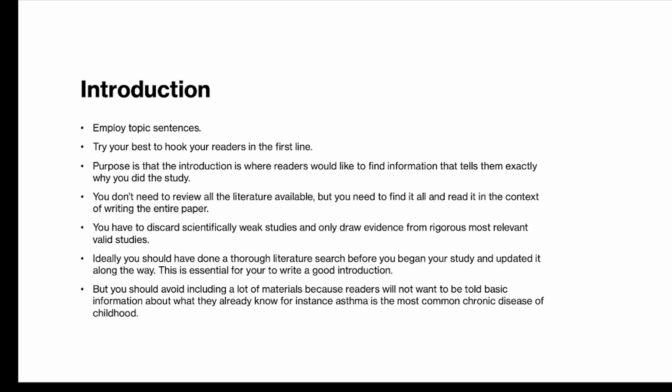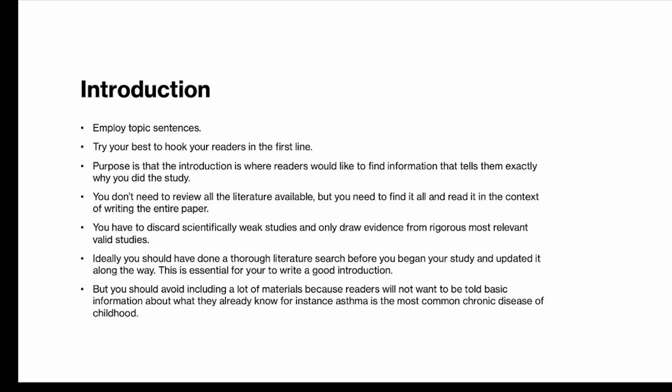The purpose is that the introduction is where the readers would like to find information and tells them exactly what you did in the study. You don't need to review all the literature available, but you need to find it all and read it in the context of writing the entire paper. No, you don't have to read all the papers in the world, because that is a very limiting strategy. If you want to read all the papers, really be exhaustive, that will be limiting you.